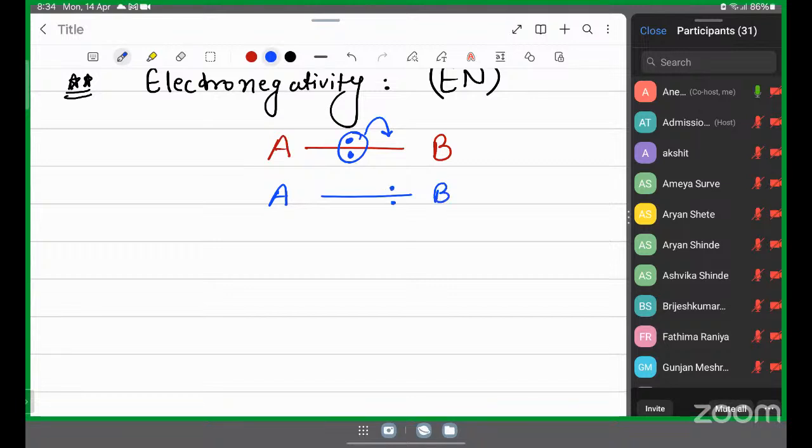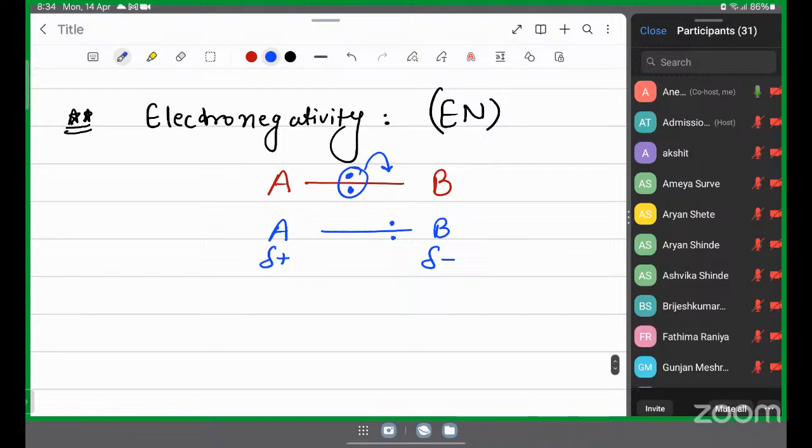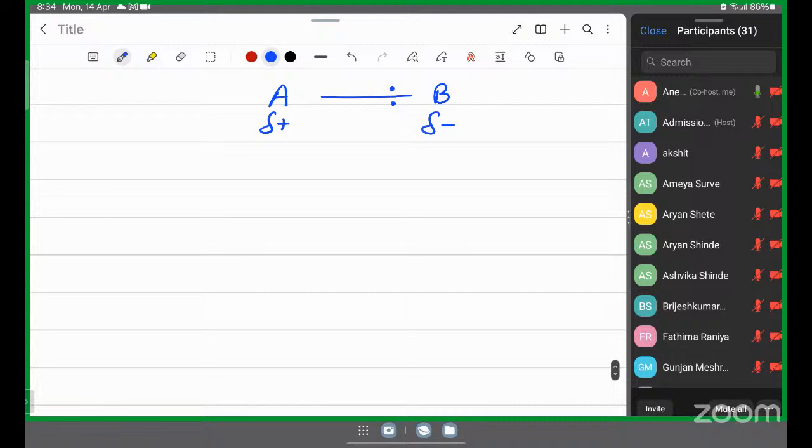It may be either A atom or B atom, and there will be some partial positive charge at one atom and some partial negative charge on the another atom. So this tendency of bonded atoms to attract the bonded electrons towards themselves is known as electronegativity. Important point is electronegativity can be defined if and only if atoms are in bonded state. If we have atoms in isolated form, there will be no concept of electronegativity. So electronegativity is a concept which is related to bonding or covalent bond mainly, if we are going to be very precise. So this is electronegativity.